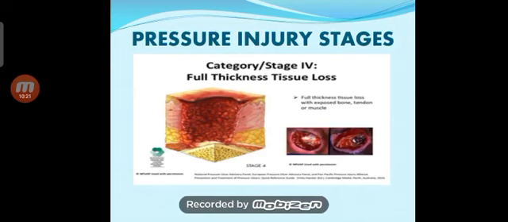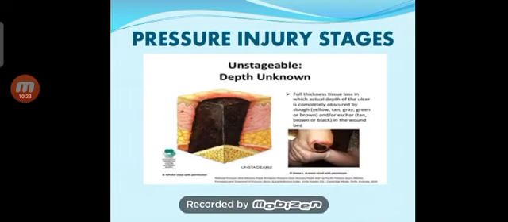Unstageable. Obscured full thickness skin and tissue loss. Full thickness skin and tissue loss in which the extent of tissue damage within the ulcer cannot be confirmed, because it is obscured by slough or eschar. If slough or eschar is removed, a stage 3 or 4 pressure injury will be revealed. Stable eschar on ischemic limb or heels should not be softened or removed.